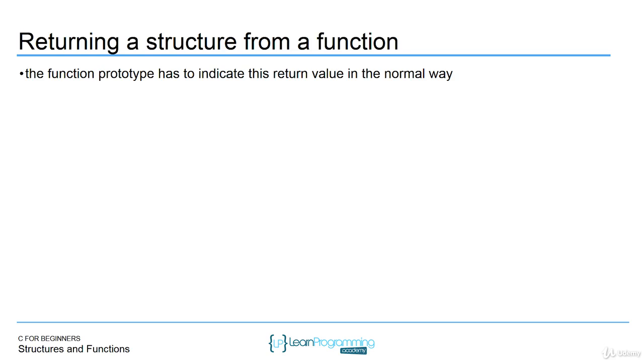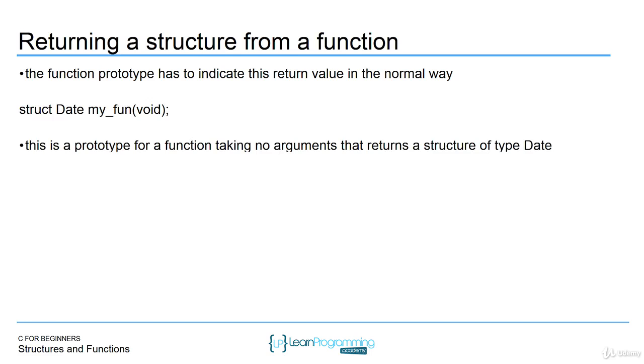If you want to return a structure from a function, the function prototype has to indicate this return value in the normal way in the declaration. So here you'd say struct date myFun, pointer or not pointer, it doesn't matter. This is a prototype for a function taking no arguments that returns a structure of type date. Very easy to return a structure from a function.